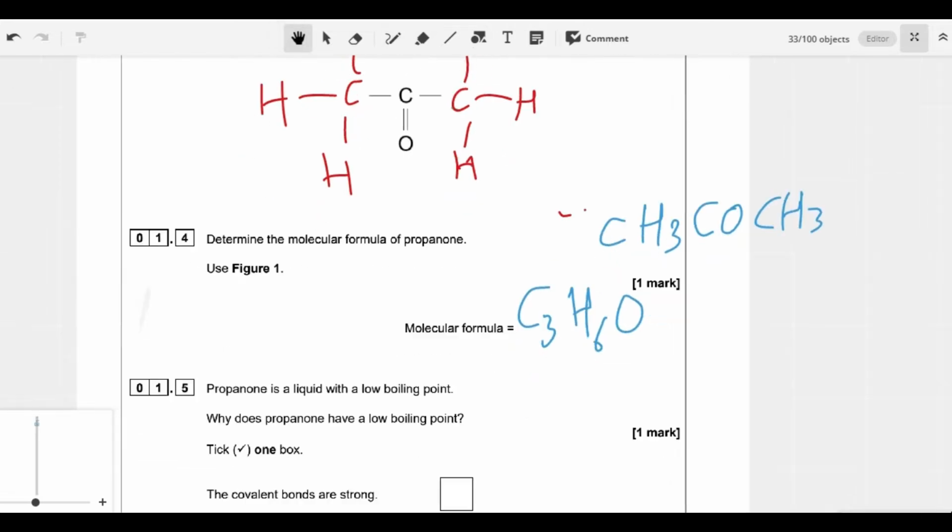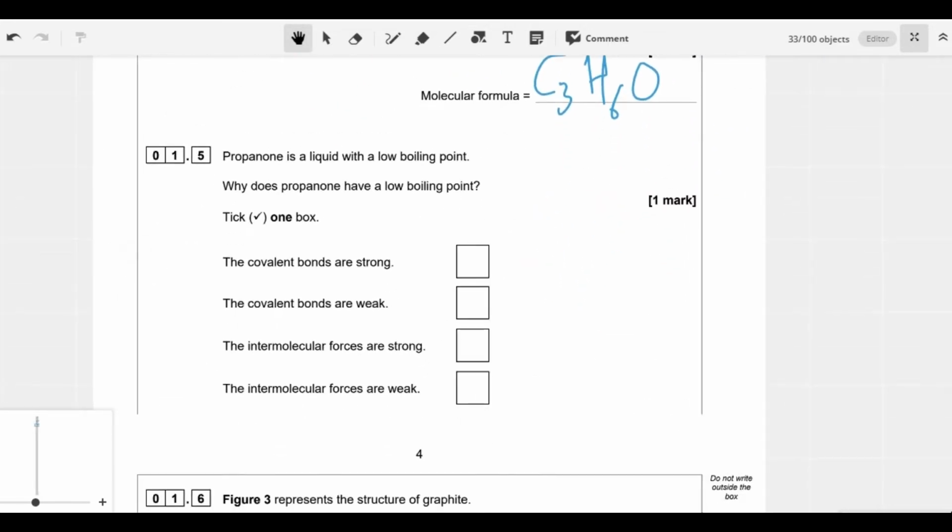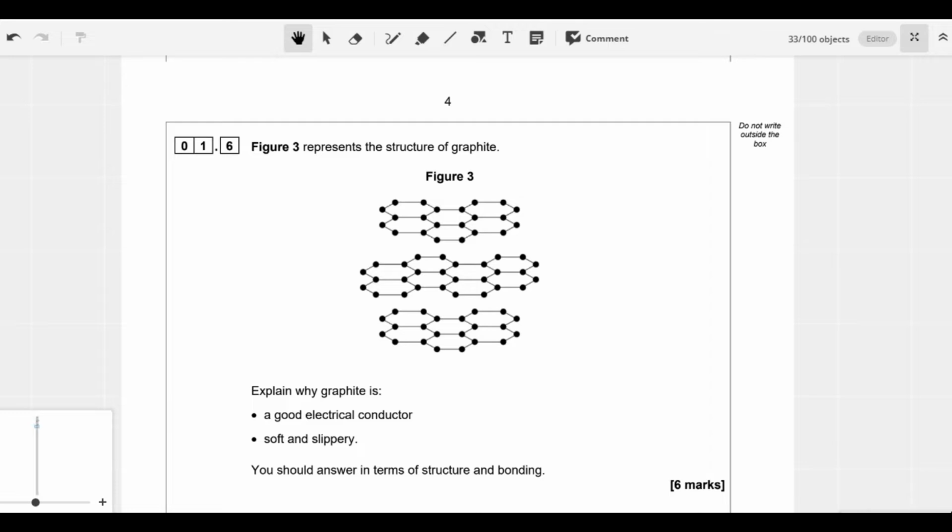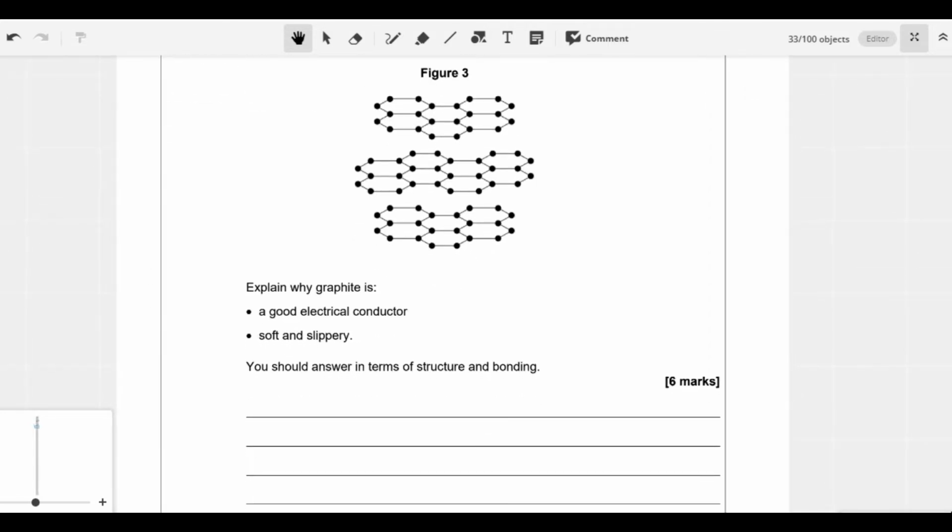Now the next one: propanone is a liquid with a low boiling point. Why does propanone have a low boiling point? The key point for a low boiling point is that there are weak intermolecular forces. So option D is correct.